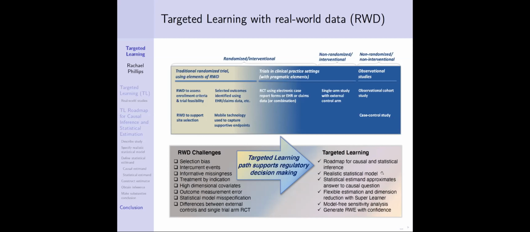We use a realistic statistical model in order to avoid statistical model misspecification. Our statistical estimand can approximate the answer to a causal question. We use flexible estimation and dimension reduction with the superlearner and can incorporate a model-free sensitivity analysis and generate real-world evidence, RWE, with confidence.